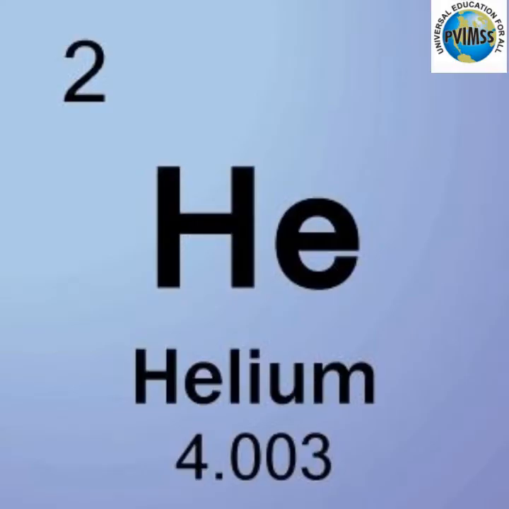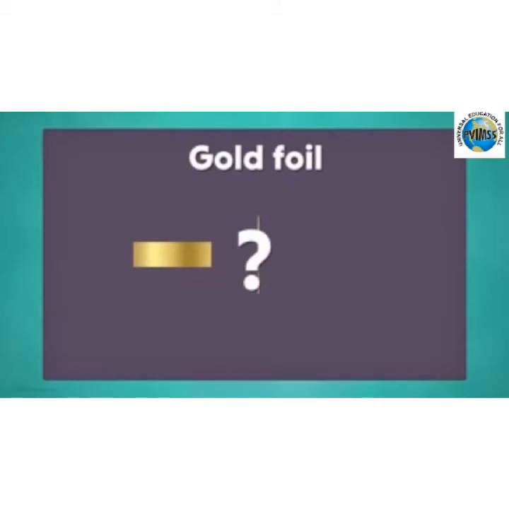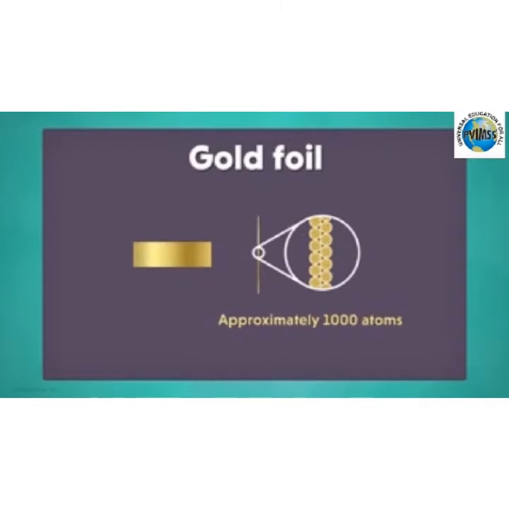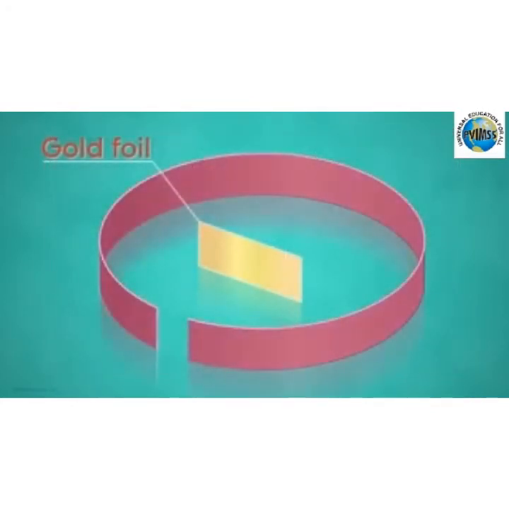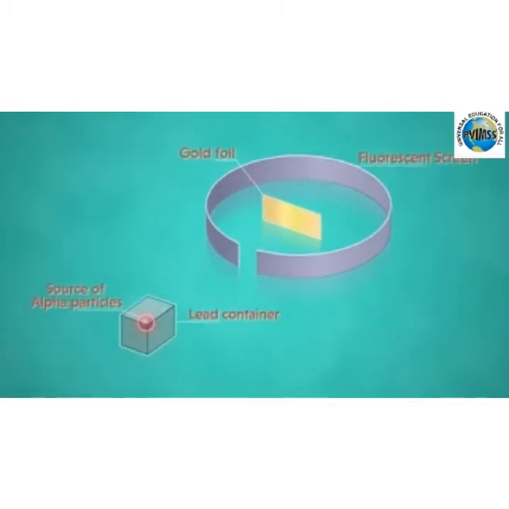He bombarded alpha particles on gold foil. He used a thin gold foil of about 0.004 cm of thickness. Why did he choose gold foil? Well, a thin gold foil was estimated to contain approximately 1000 atoms. The fewer the atoms, the easier the experiment would be. He used a circular band as a fluorescent screen which helps to detect the radiation. It means whenever alpha particles hit the screen, it will glow.